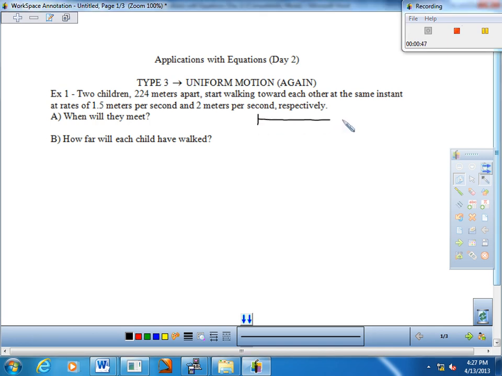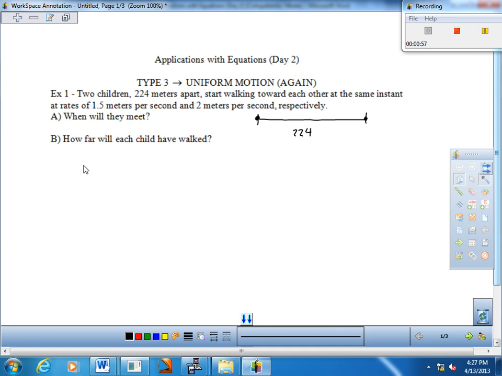I've got 224 meters in between the 2, something like this. Here's little Timmy right here, starting to go this way. Here's little Tommy right here, going to start to go this way. One is obviously going faster than the other, and so as a result, they're not going to meet halfway, just after how many seconds, and how far will each child have walked. I think we kind of know the drill here.